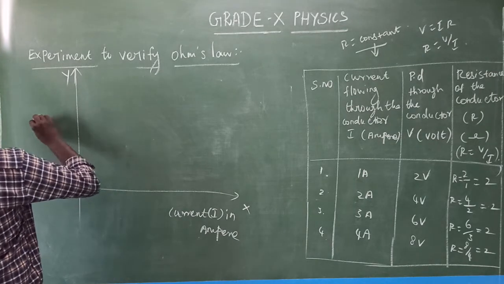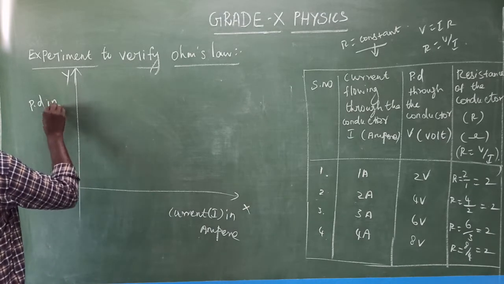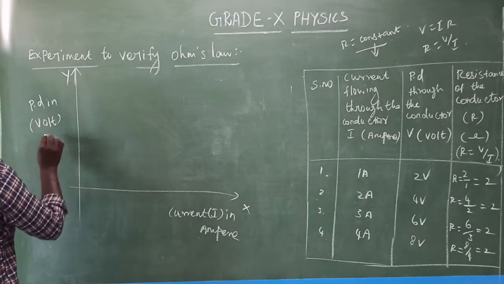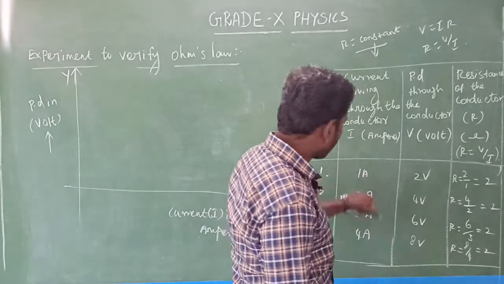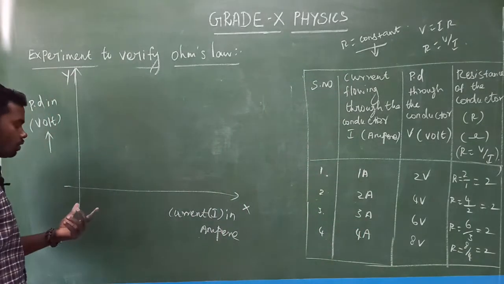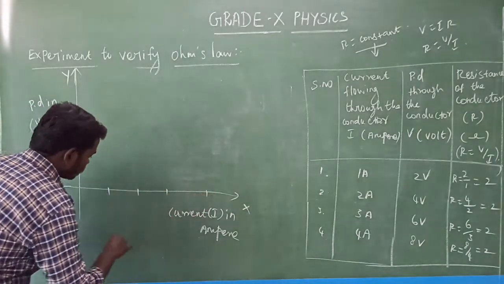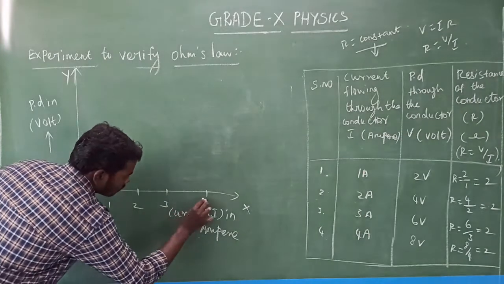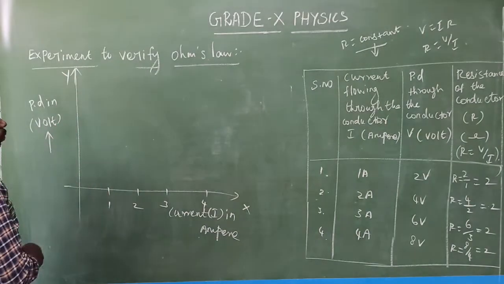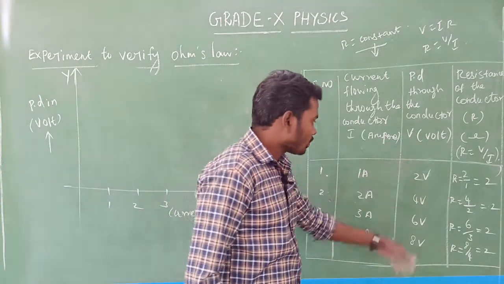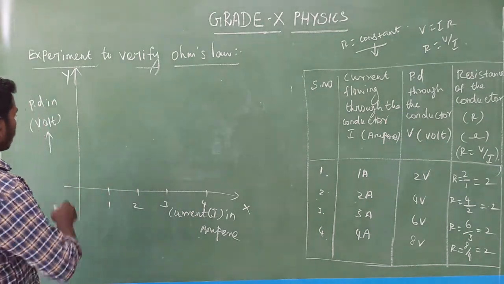Then potential difference is taken along the y-axis in volt. In volt, because the SI unit of potential difference is volt. Is it clear? Yes. So current value is like 1, 2, 3, 4. Okay, so 1 unit is equal to 1 ampere. Next, y-axis potential difference. Here the measurements are 2, 4, 6 like that. So here 1 unit is equal to 2 volt.